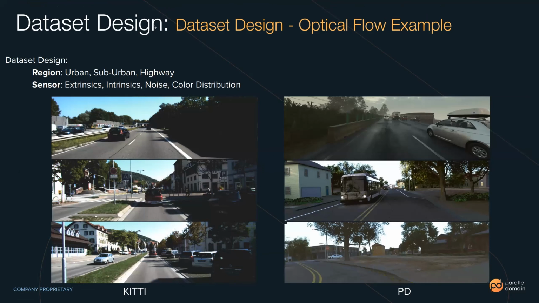And some of them were like, we know that the KITTI dataset is located in urban, suburban, and highway scenes. So we made sure that we include these kinds of maps in our datasets. We made sure that we match the intrinsic parameters of the KITTI camera. We try to match the noise of the KITTI camera model, and also the color distribution that we can see here from the dataset.